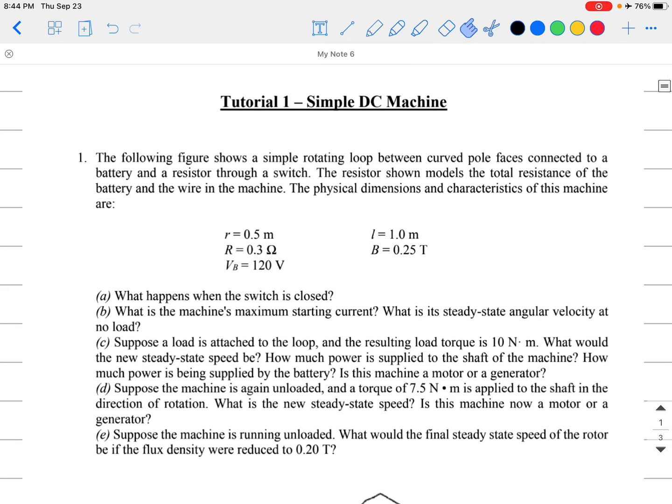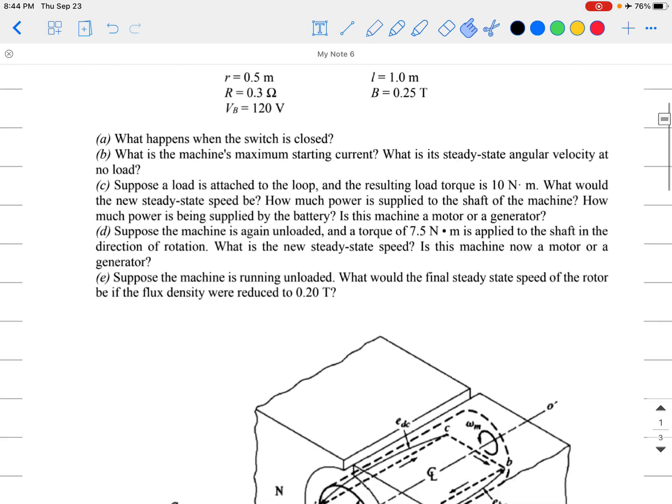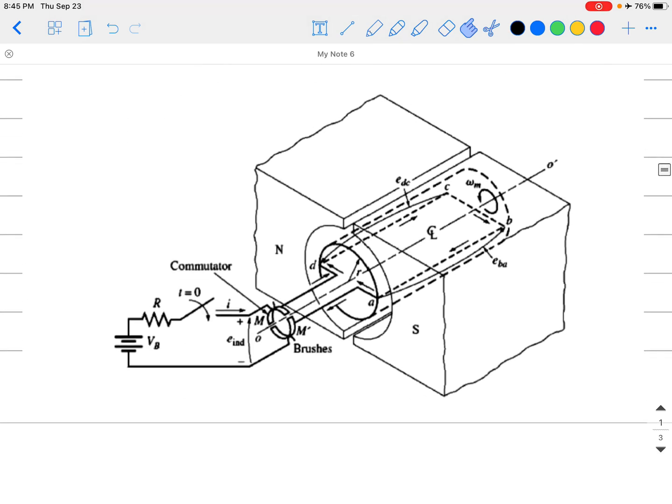So in this question or this problem, it's saying that the following figure shows a simple rotating loop between curved pole faces connected to a battery and a resistor through a switch. So it is the simple machine we've been dealing with all the time. That is your north pole, that is your south pole, and they are just curved poles like that. I hope you're seeing them. And there is the simple loop we've been talking about, and so that is a loop. I'm just trying to make it more visible for you.